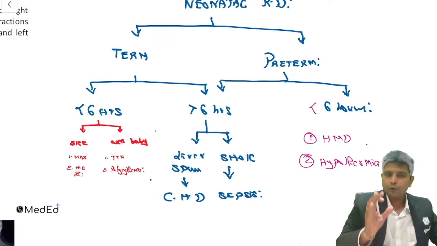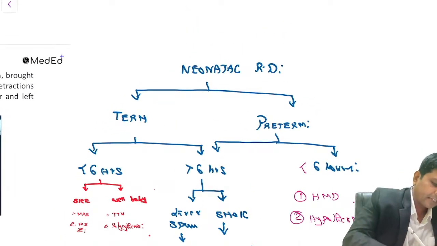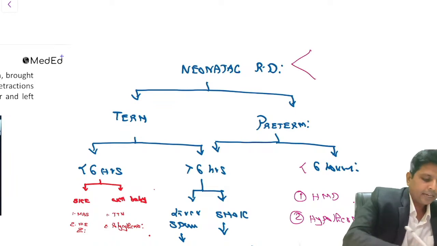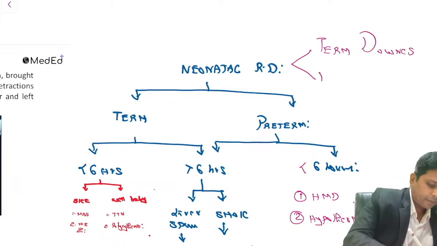So this is the approach to respiratory distress in a newborn. And it was discussed in our topic that in case of term, you will use the Downes score, and in preterm, you use the Silverman-Anderson scale.